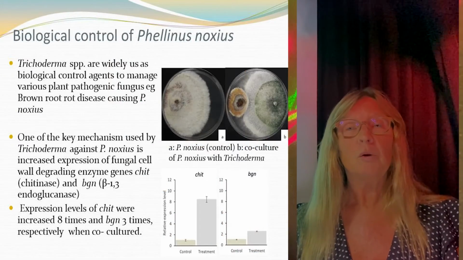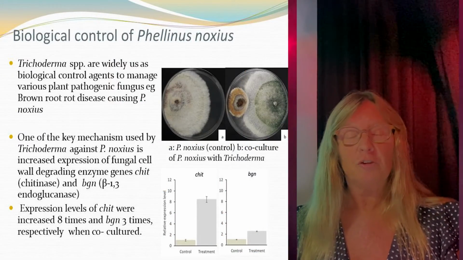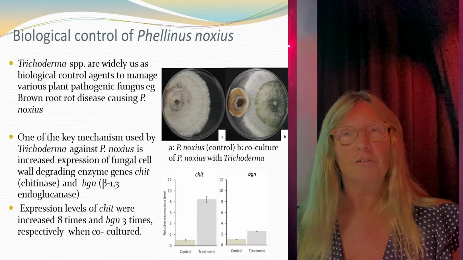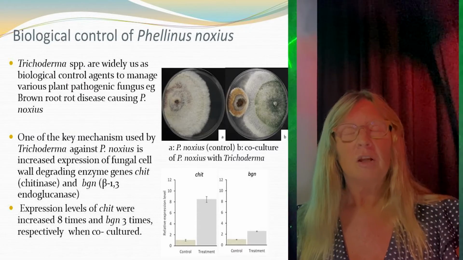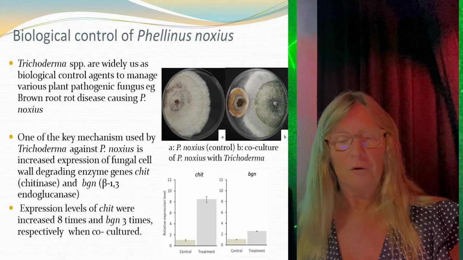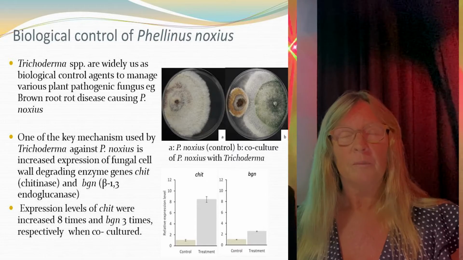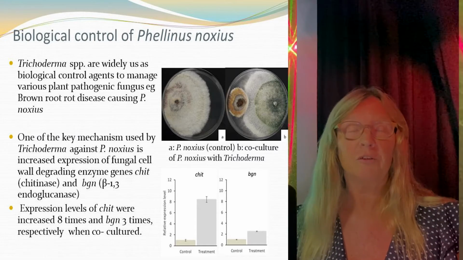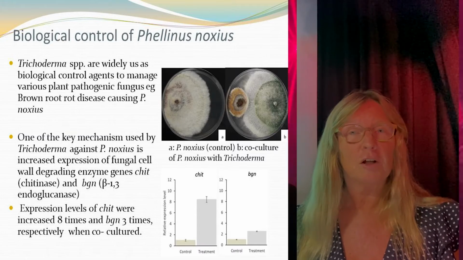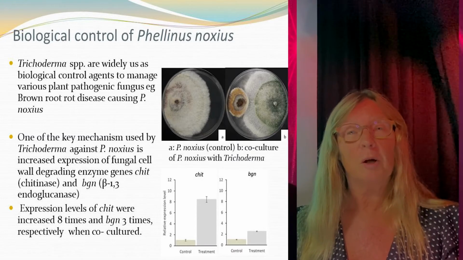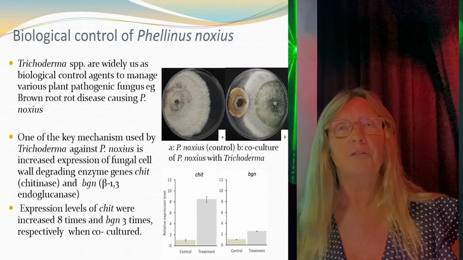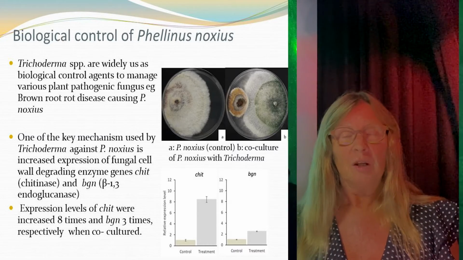We also used molecular approaches to investigate the mechanism of action of Phellinus noxius. Now, Phellinus noxius is a plant pathogen. It's a fungus that causes brown root rot disease, and it affects a lot of street trees as well as native forests. Now, another fungus, Trichoderma species, are widely used as biological control agents to control the growth of this pathogenic fungus.